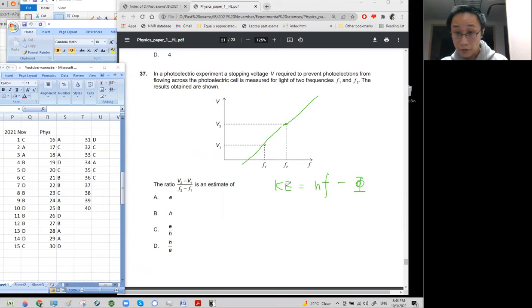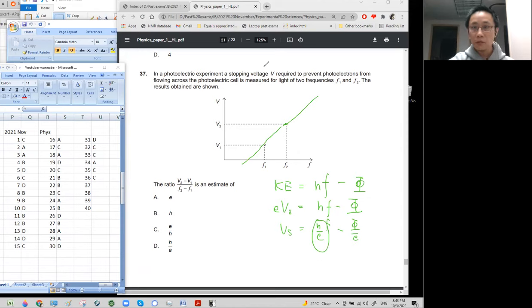The kinetic energy can be dissipated to become potential energy by using a stopping voltage. And the graph plots capital V alone, which is the stopping voltage, so you can just divide both sides by the elementary charge. So the gradient is D.